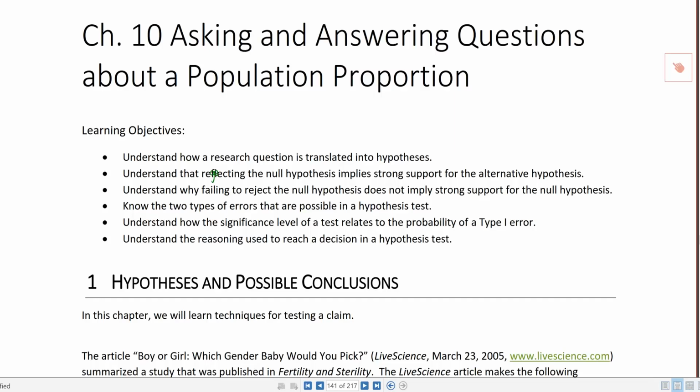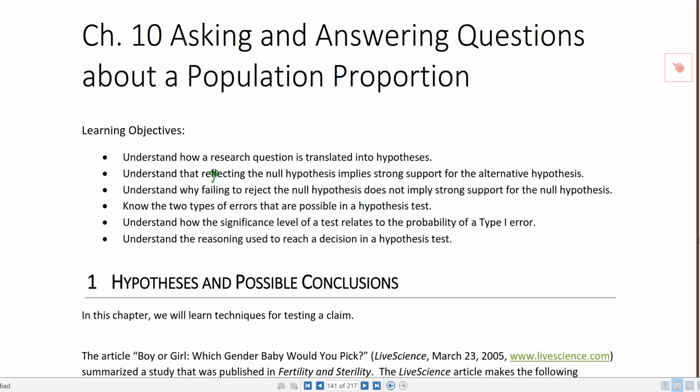And that if you reject the null hypothesis, it implies strong support for the alternative hypothesis. And if you fail to reject the null hypothesis, it does not imply strong support for the null hypothesis. Okay. That is a little bit of a strange concept for people to get usually, and we'll talk about that.